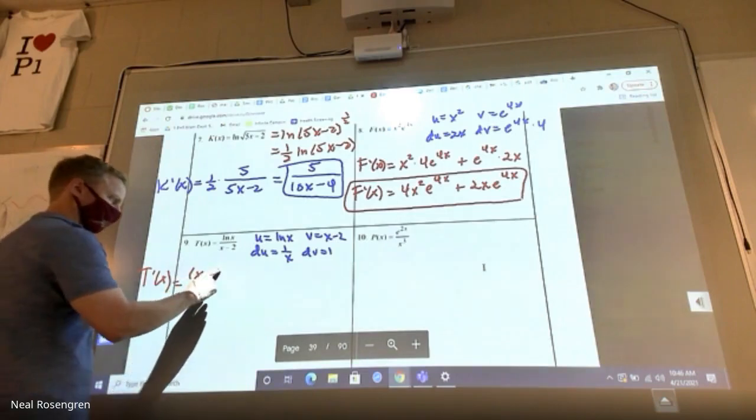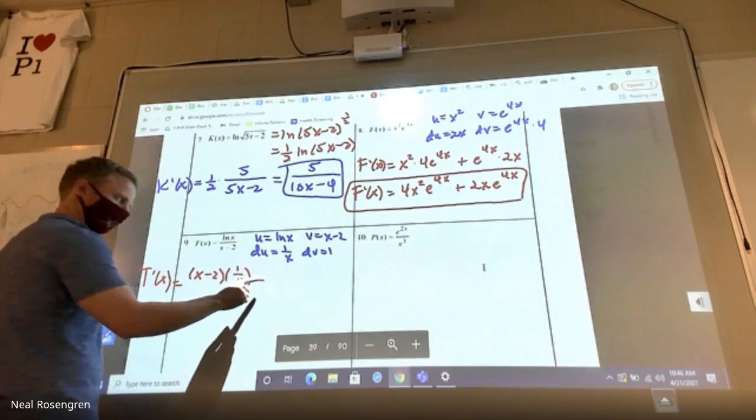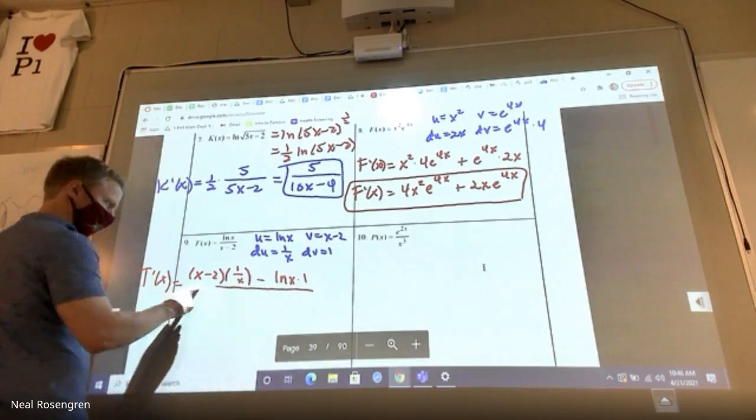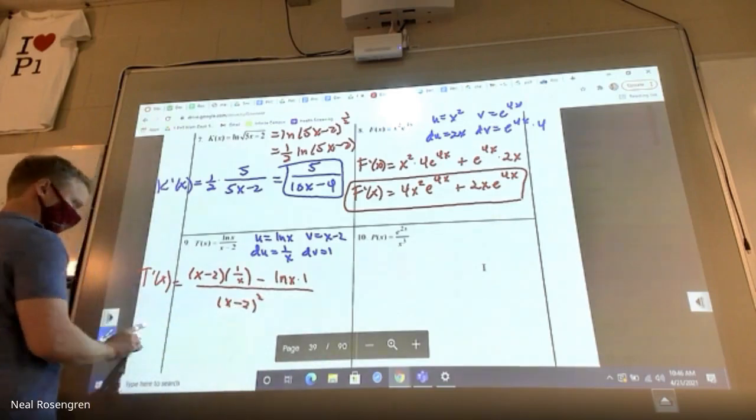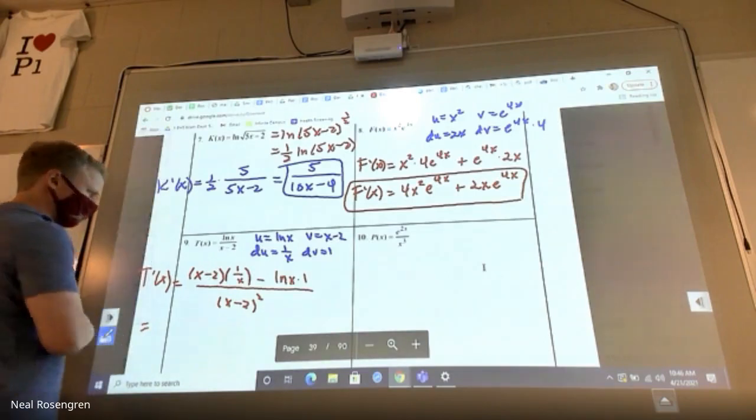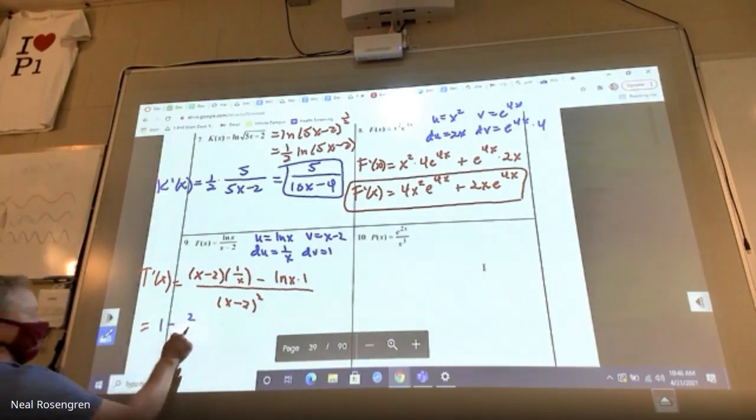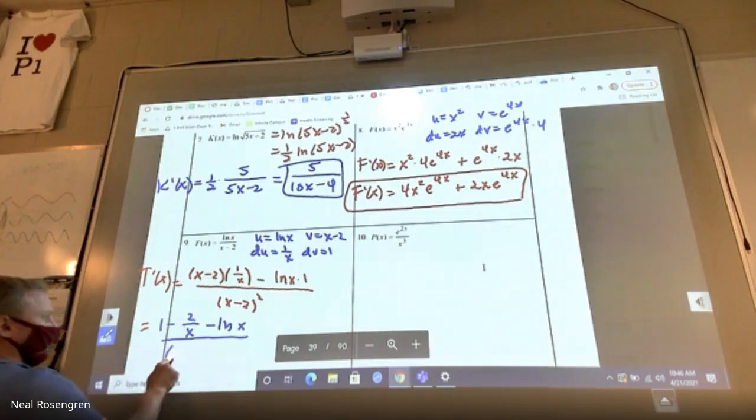V du minus u dv all over v squared. Let's see. Let's distribute. 1 minus 2 over x minus ln of x over x minus 2 squared.